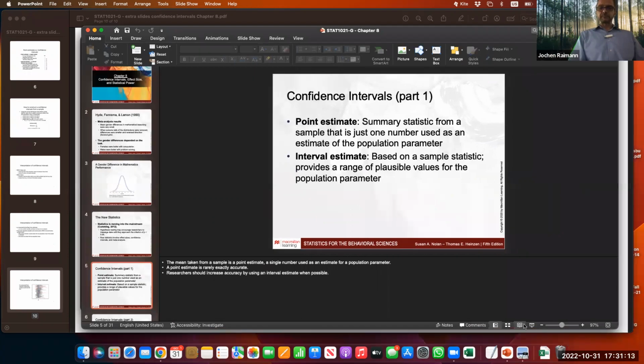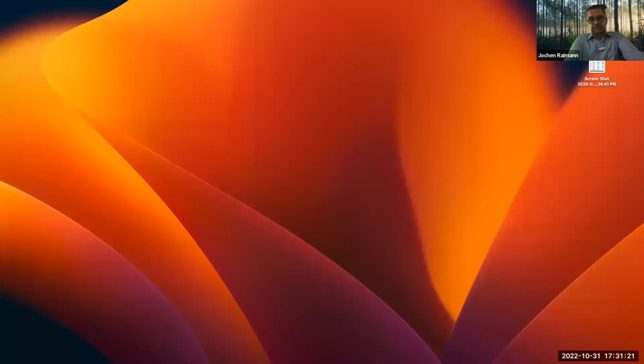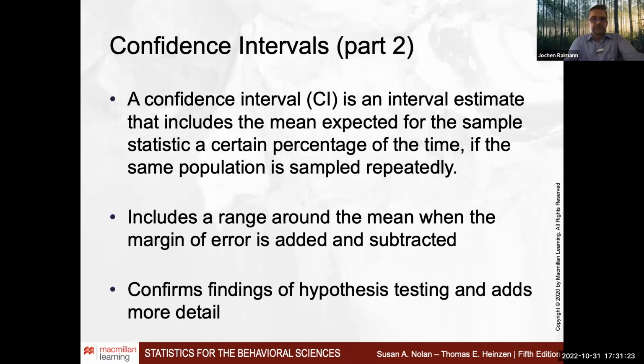We have point estimates and interval estimates. A confidence interval is an interval that includes the mean expected for the sample statistic at a certain percentage of time, at a certain probability, if the same population is sampled repeatedly. That was what I showed you. It includes the range around the mean when the margin of error is added and subtracted. The margin of error is the numerical difference from the mean to get to this z-score of 1.96.